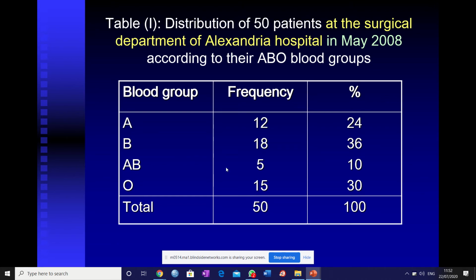Okay, so AB is 5. It means the number of people who have blood group AB is 5, and this 5 is in fact out of 50. Out of 100 it is 10. So this is blood group O. There are 15 people. So altogether, this frequency total there were 50 people. So these are the numbers of people who have blood group A, B, AB or O. And these are the percentages.